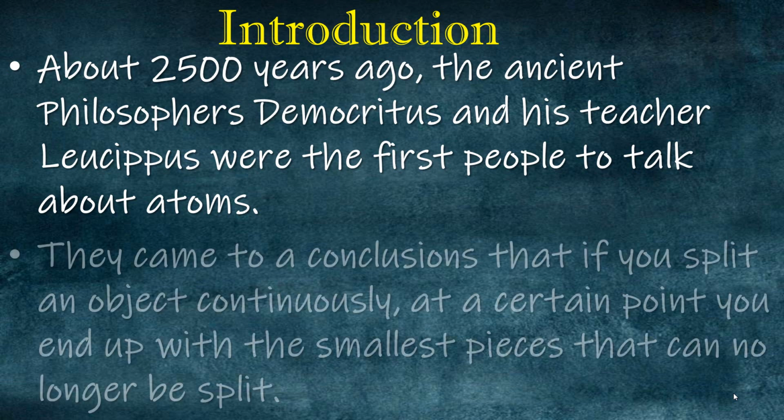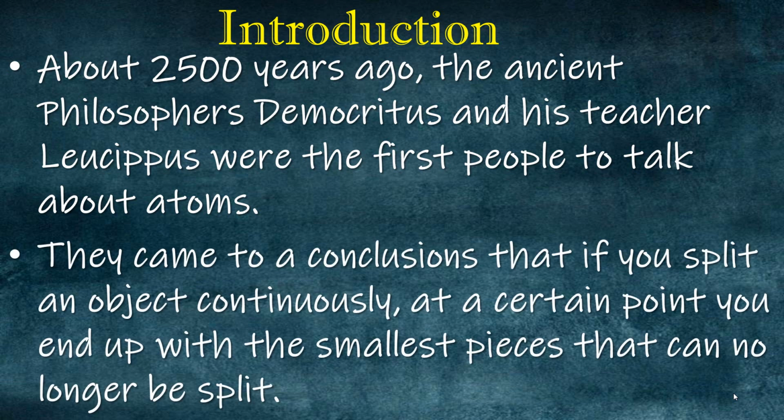How did they do that? They came to a conclusion that if you split an object continuously, at a certain point you end up with the smallest pieces that can no longer be split. So it's like they assumed if you have an object and you cut it into half, and you cut that half into more halves, and you keep splitting, at a certain point, you will have pieces that can no longer be split.